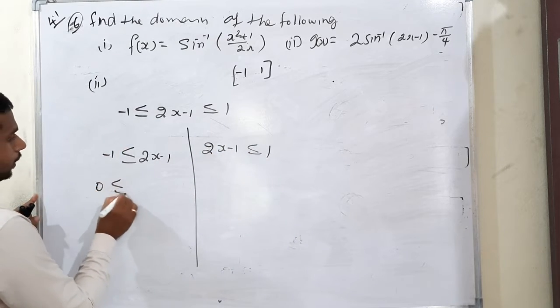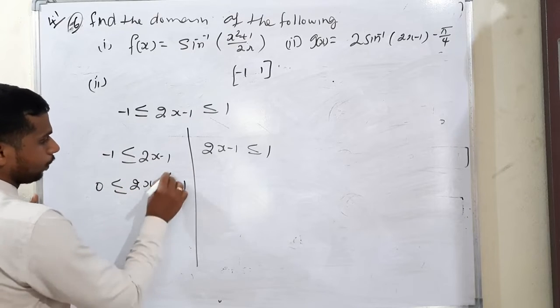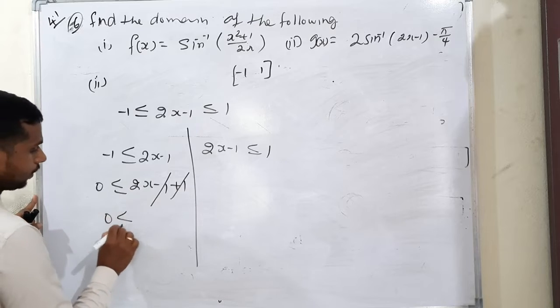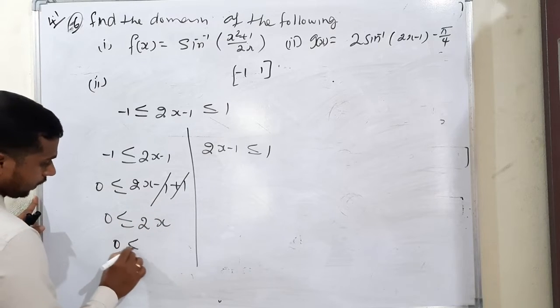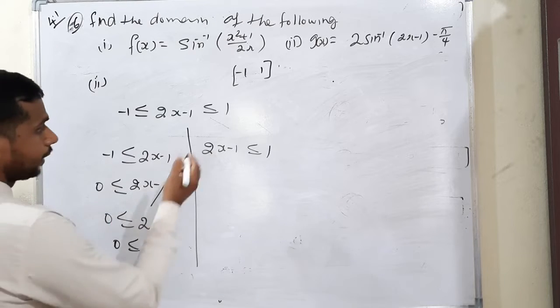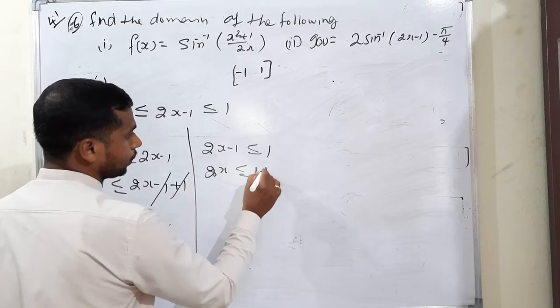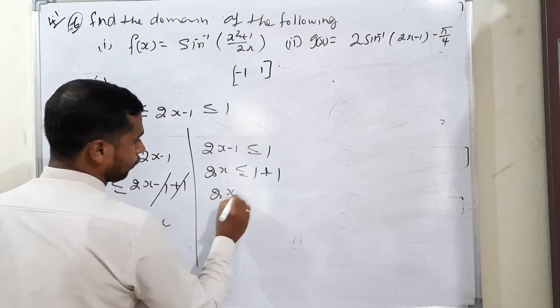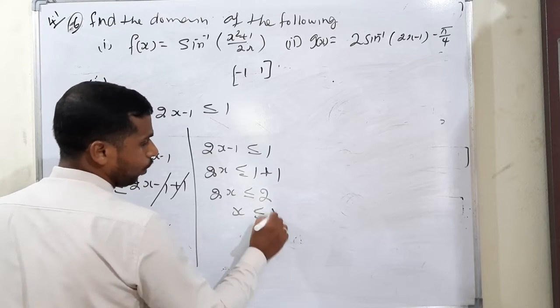Therefore, bringing minus 1 to the opposite side, it becomes 2x minus 1 plus 1; minus 1 plus 1 cancel. 0 is less than or equal to 2x, so definitely for the first case, 0 will come. Now the second case, 2x is less than or equal to 1 plus 1, bringing minus 1 to the opposite side becomes positive 1. Therefore 2x is less than or equal to 2, which means x is less than or equal to 1 will come.